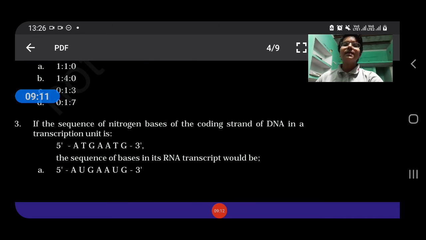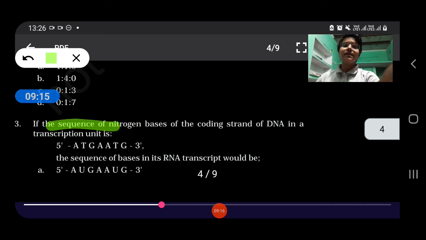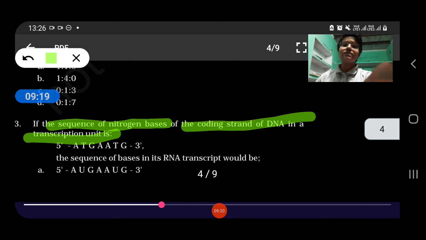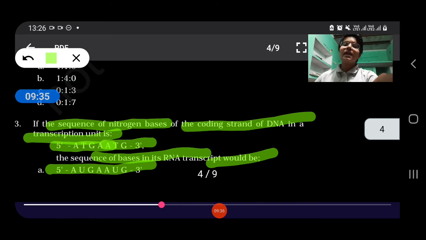If the sequence of nitrogen bases of the coding strand of DNA in a transcription unit is 5' ATGAATG 3', the sequence of the bases in the RNA transcript would be? So the answer is A, that is 5' AUG. How? Let's see.